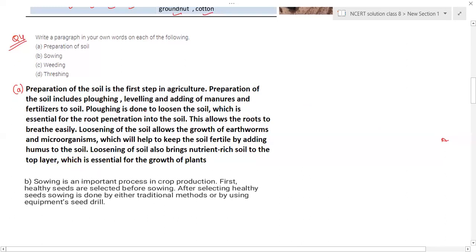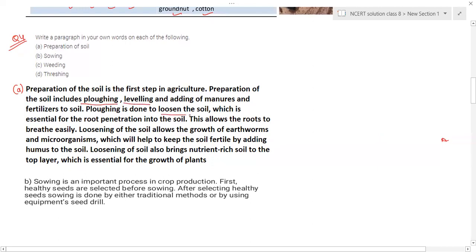Now, there are two theories behind it. Some schools teach plowing and leveling only under preparation of soil, and some schools also include addition of manures. So accordingly, you can choose to only use plowing and leveling under preparation of soil, consider addition of manures as a separate topic, or consider manures addition as the same topic itself. But preparation of soil will definitely include plowing and leveling.